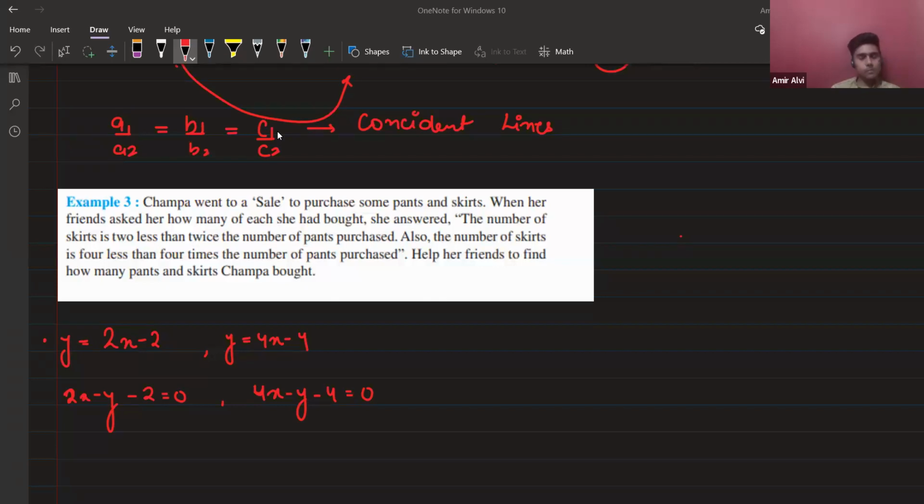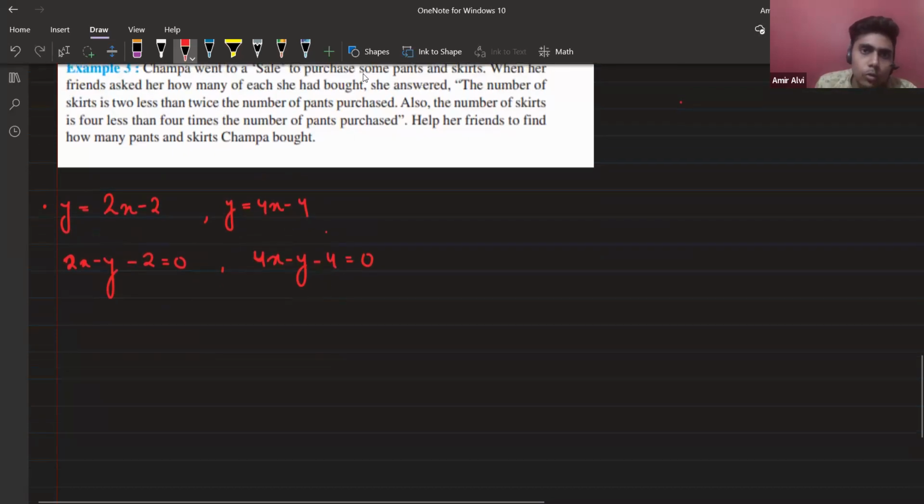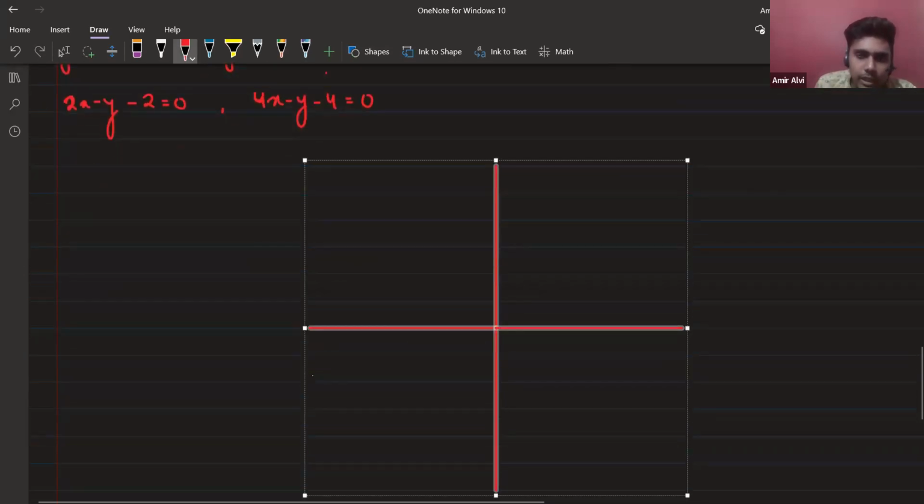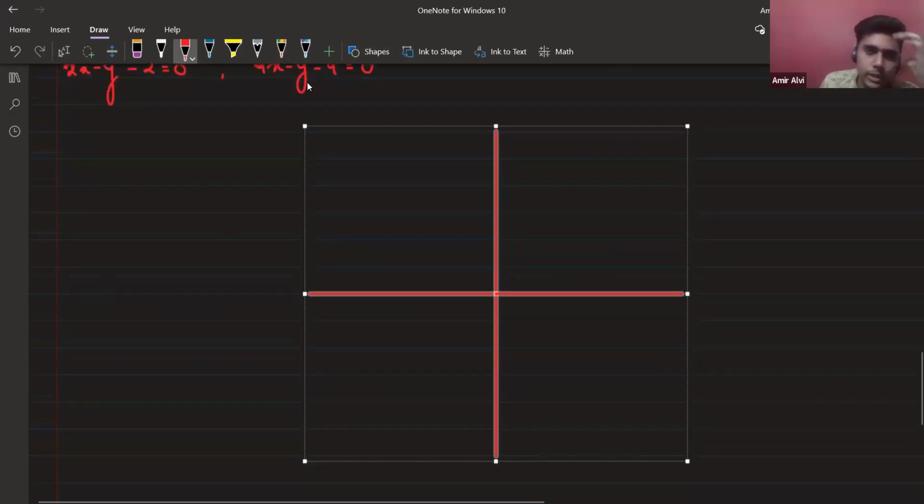Okay. So now I'm going to tell you how to plot the equation on the graph. Who is left? I think Faiz is left. There can be a 2-marker question on this in your school exams.